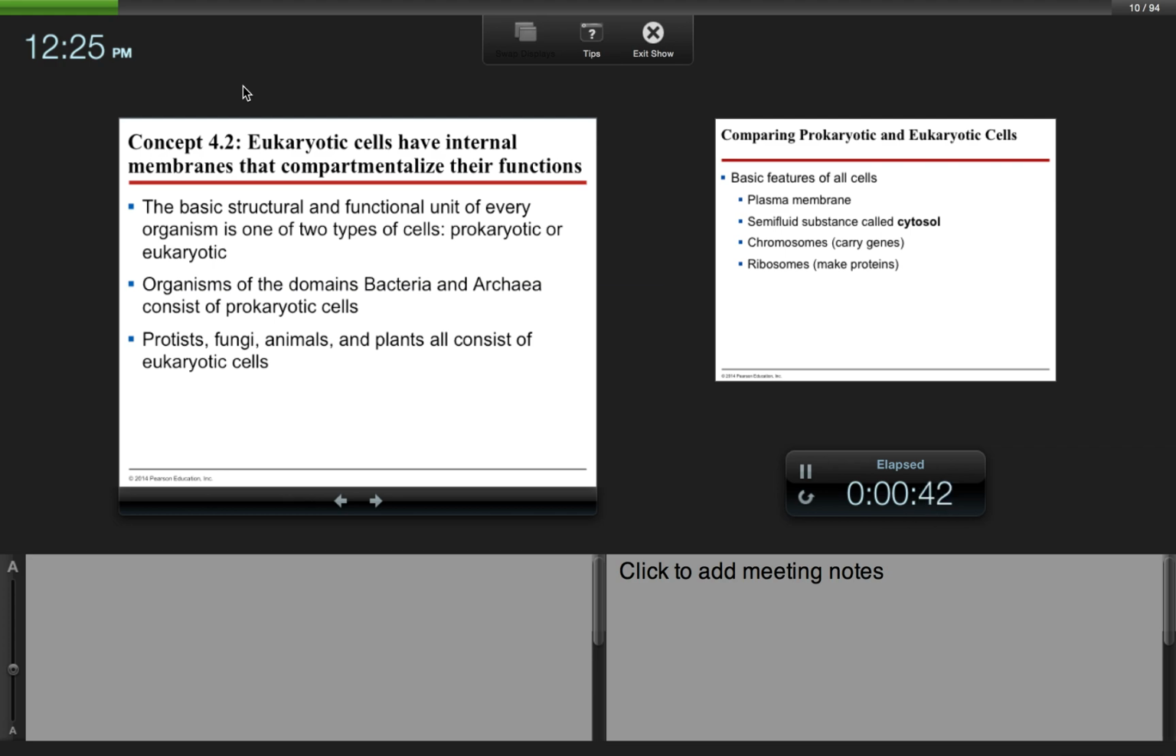eukaryotic and prokaryotic cells. The basic structural and functional unit of every organism is one of two types of cells. They're either prokaryotic or they are eukaryotic. Organisms of the domains Bacteria and Archaea consist of prokaryotic cells. So all bacteria are prokaryotic, all prokaryotes are bacteria. And then that leaves your eukaryotes, your protists, your fungi, your animals, your plants.